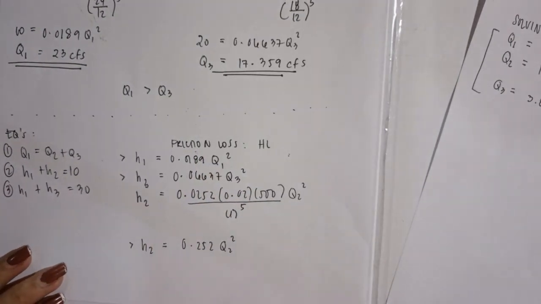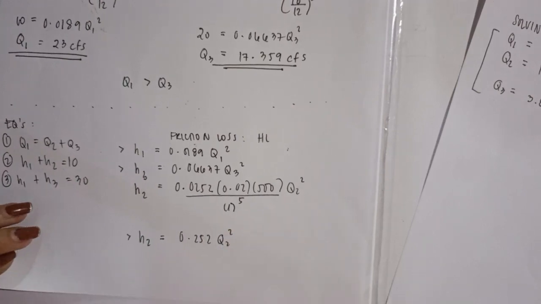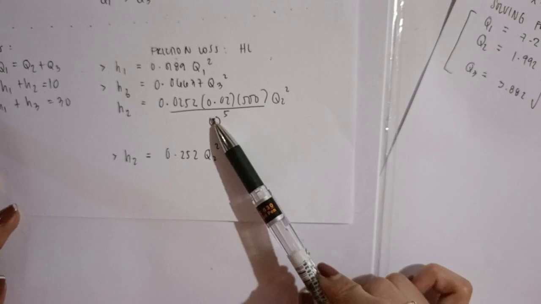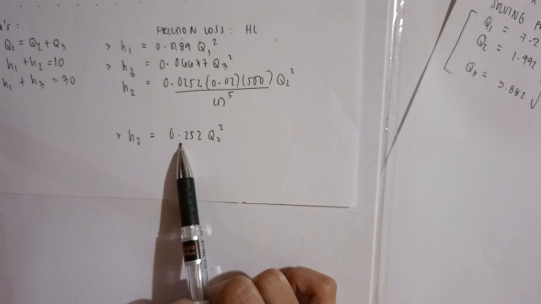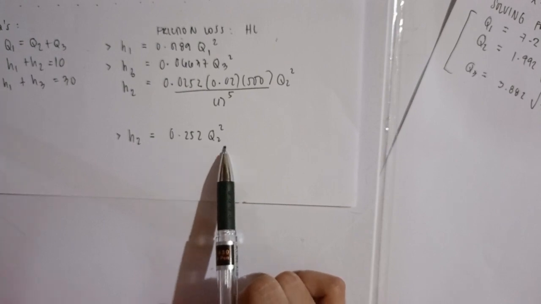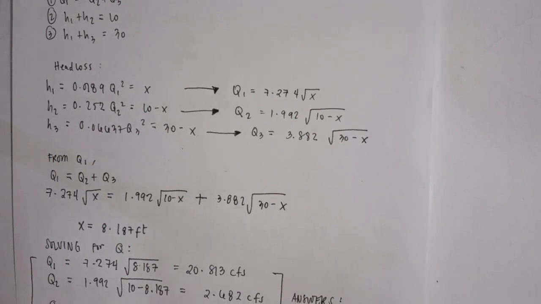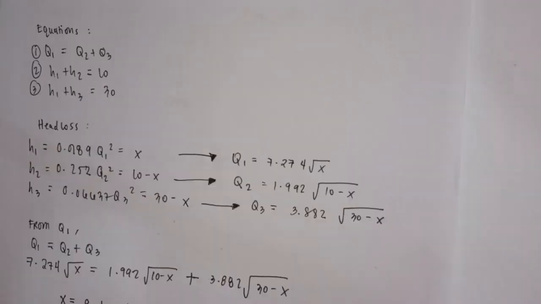So let's just solve for HF2. 0.0252, substituting all the values for pipe 2, diameter of 12, and a length of 500. So here, 500, 12 over 12 is equal to 1. So we got HF2 is equal to 0.252 Q2 raised to the power of 2. Now this process is already familiar because I already used this approach earlier for our parallel pipe system.